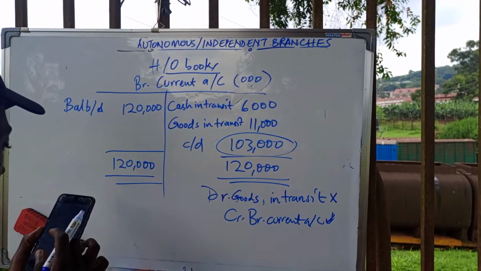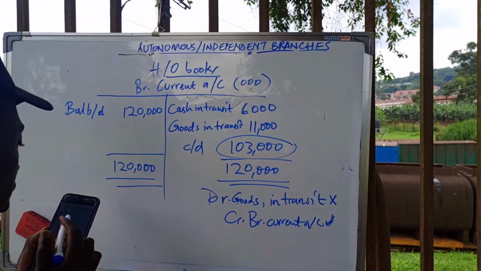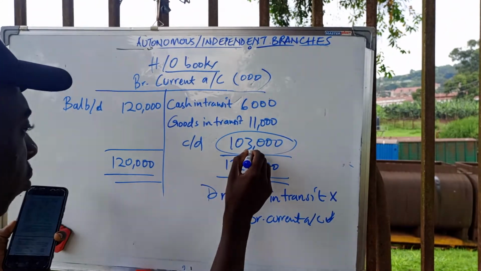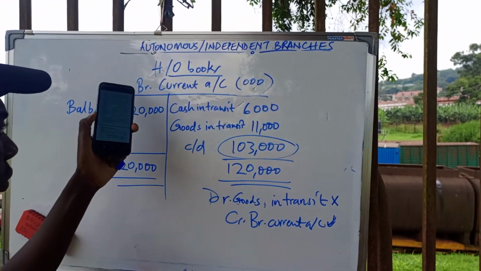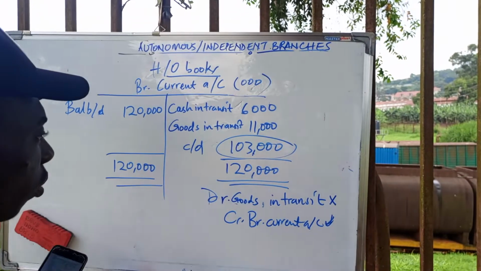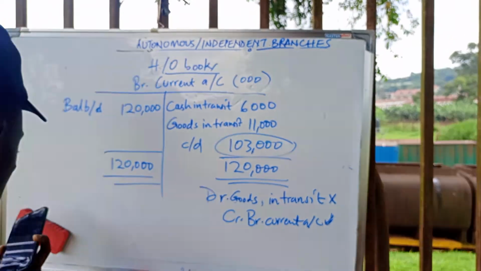Now when you check the trial balance, the closing balance for the head office current account was 103 million, which is exactly the same as our new closing balance for the branch current account. So it means now we have made the two balances reconcile because we are seeing they are the same.